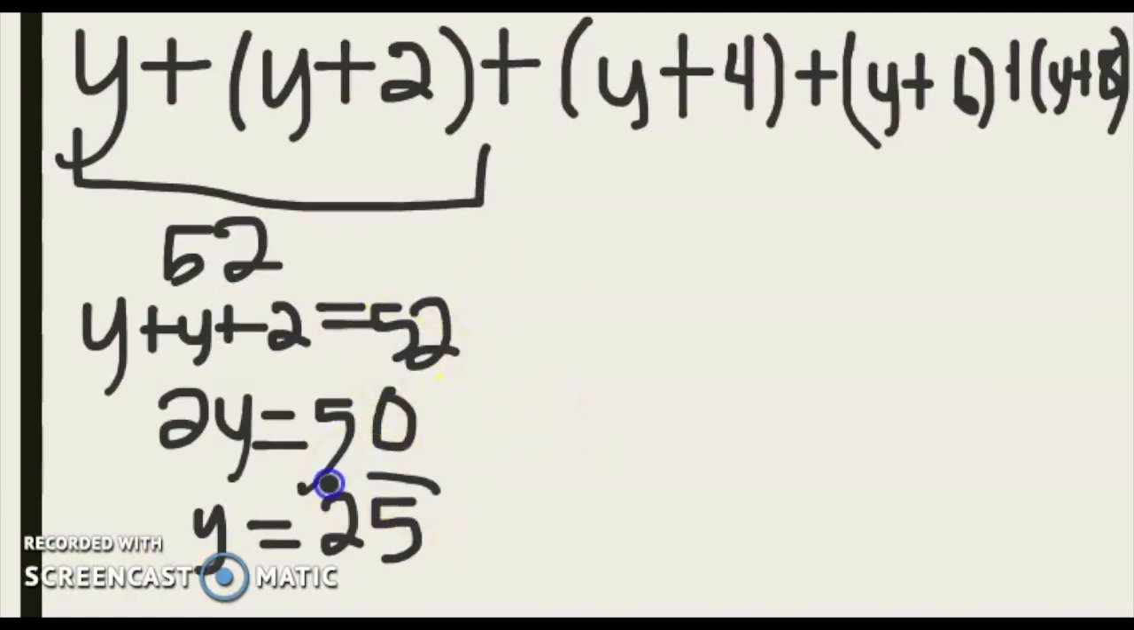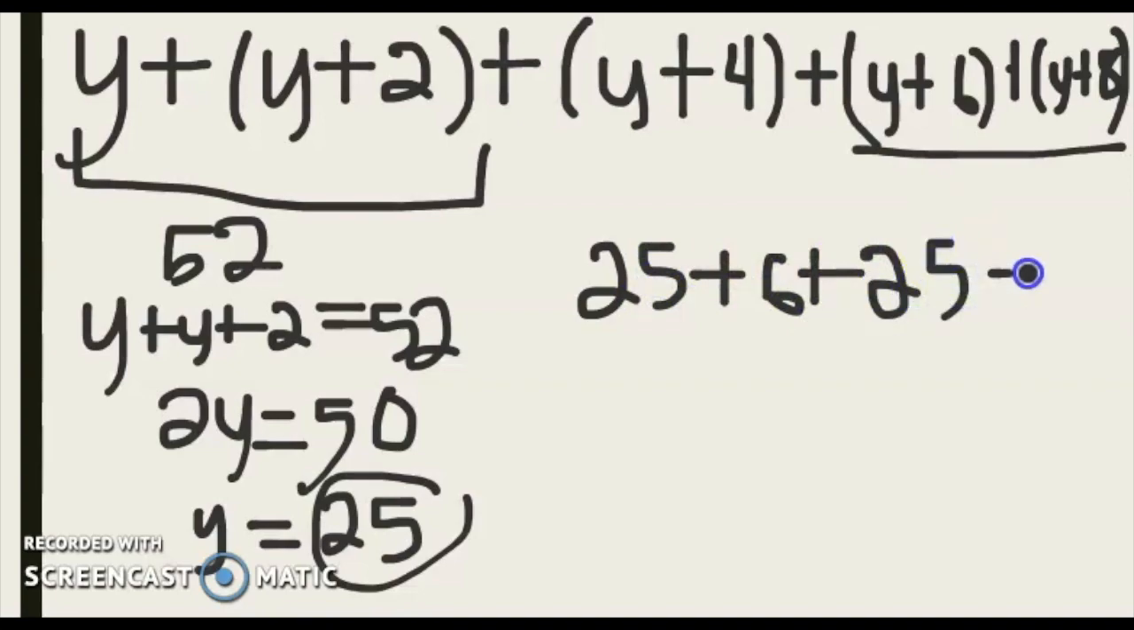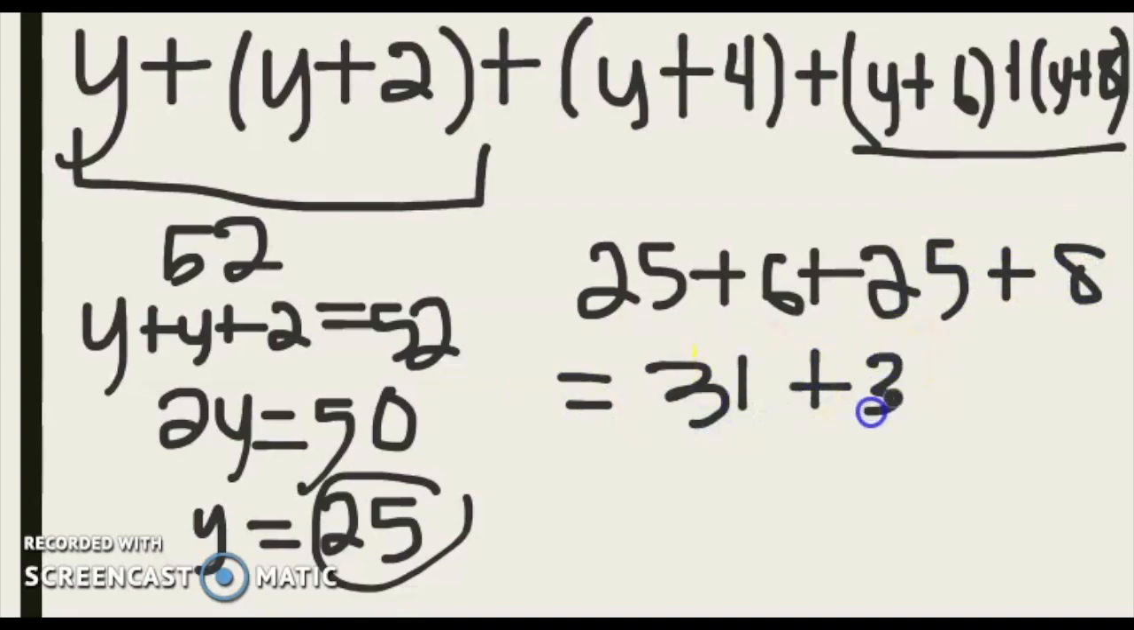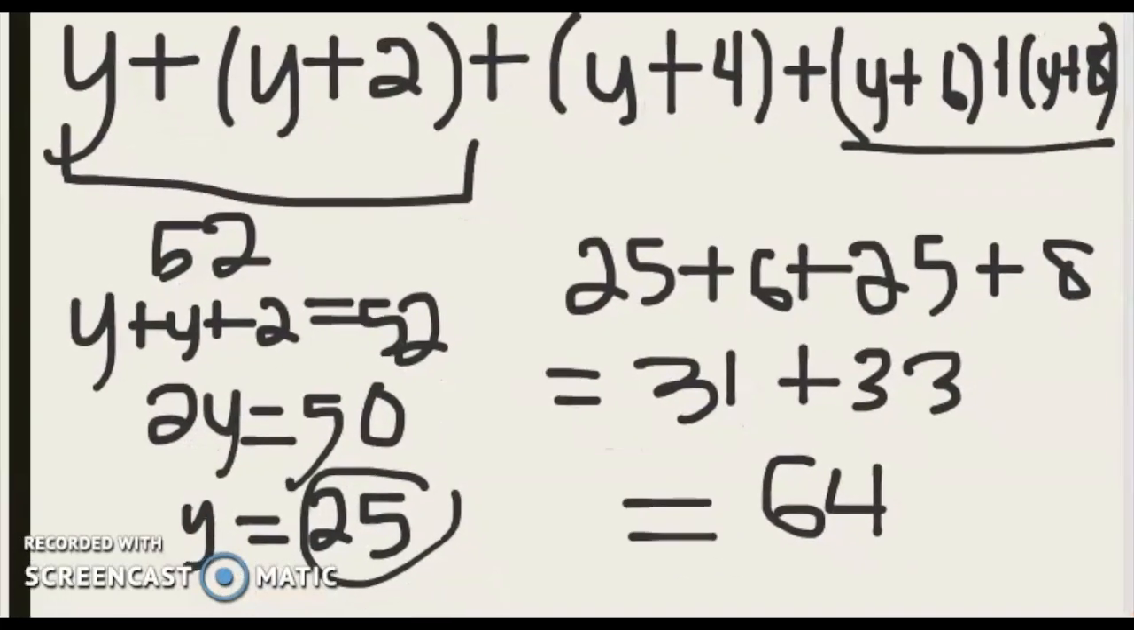So we're just going to input y into these expressions. So 25 plus 6 plus another 25 plus 8, which will give you 31 plus 33. Then your answer is 64. So the sum of the last 2 numbers, y plus 6 plus y plus 8, is 64.